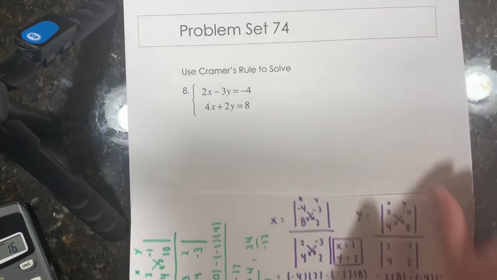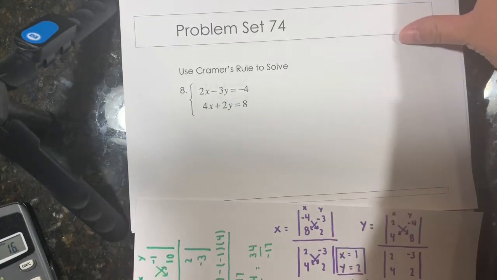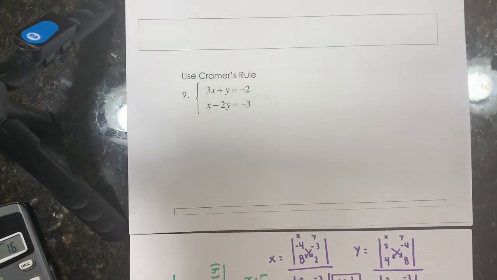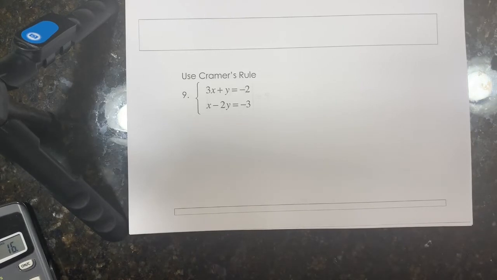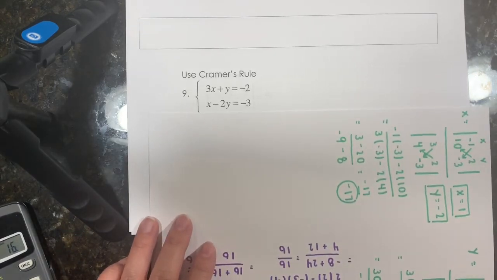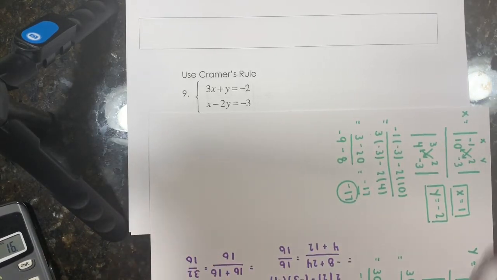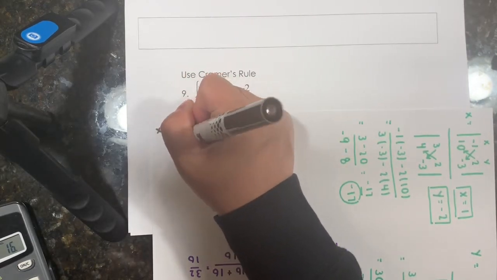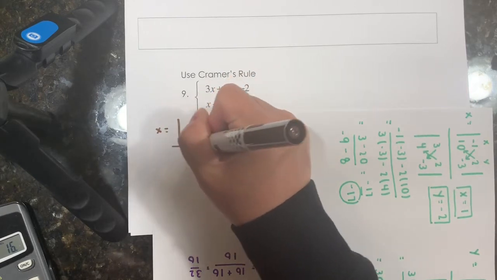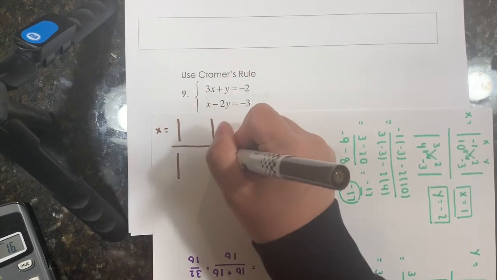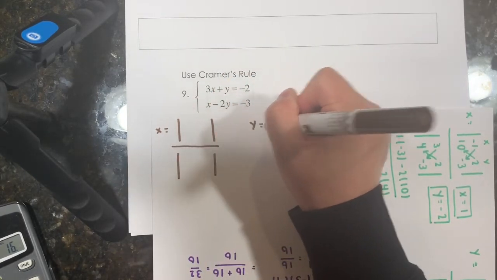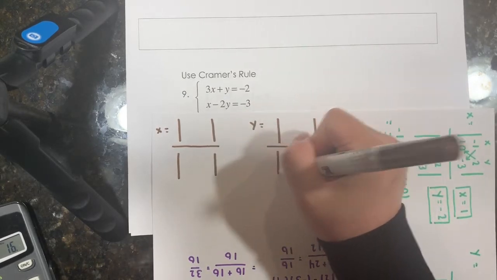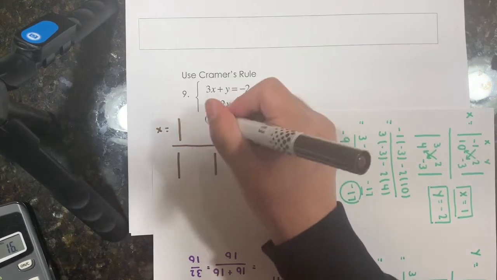Now let's attempt number 8 together. So hopefully you've already attempted it. Now you can check to see if your answer matches my answer. So looking at number 9, I'm going to do it a little smaller this time so I can fit it on this paper. And then y, same thing, matrix over a matrix. So I have my x column, then a y column.